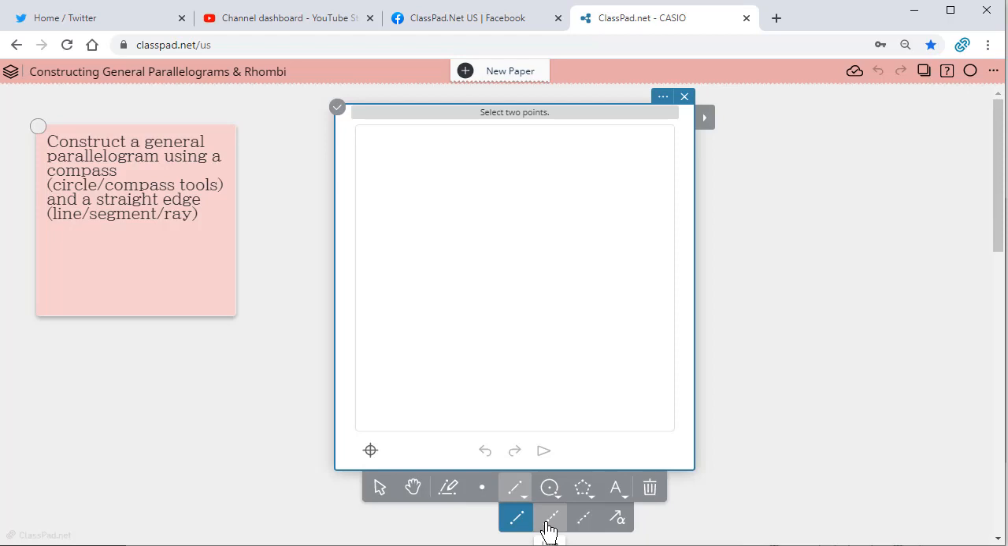So students should understand what a parallelogram is. They're looking to construct something that has opposite sides parallel, opposite sides the same length, corresponding angles are congruent, same side interior are supplementary, those types of things. So I'm going to start with a line. Doesn't really matter where you draw it, because again, this is dynamic, we can move it. So students would do the same on their paper.